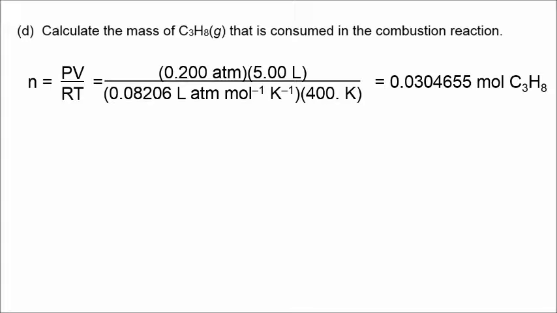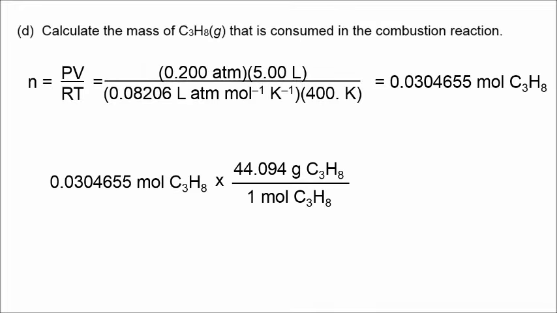I'm going to go ahead and extend my precision to a few extra decimal places before I round off. Let's convert moles of propane, so 0.0304655, into grams of propane using the molar mass. And so we do this math and we get 1.34 grams of propane that was consumed.